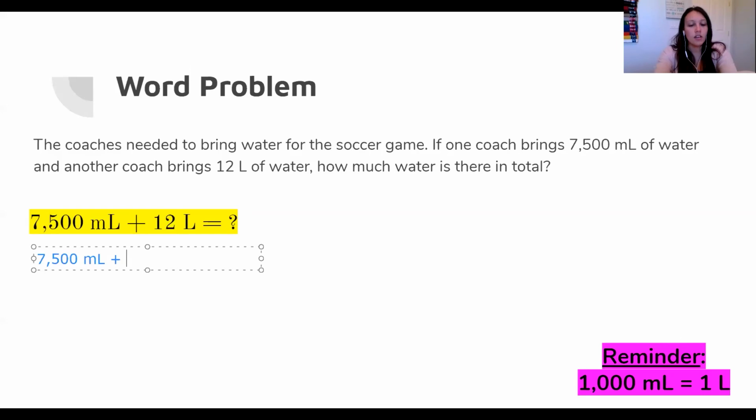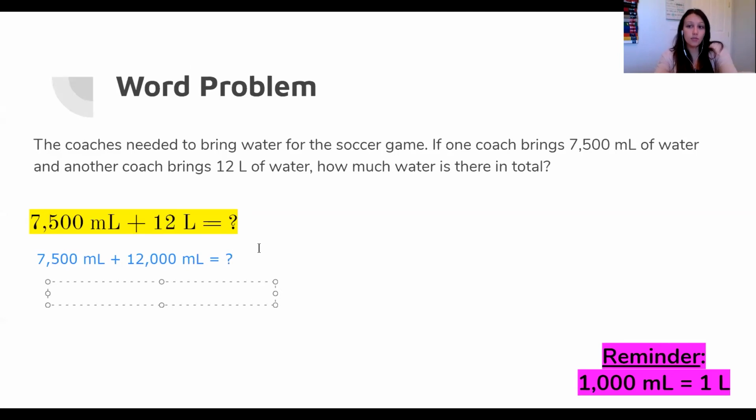plus 12,000 milliliters, because 12 times 1,000 is 12,000 milliliters, equals question mark. So what is 12,000 plus 7,500? It's going to be 19,500, right? So our question mark equals 19,500 milliliters.